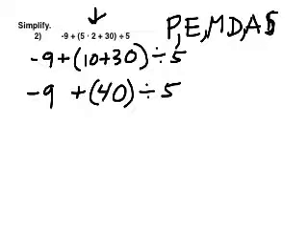Alright, now you have to decide which do we do first. Do we add it to the negative 9 or do we divide it by 5? Of course we divide it by 5 because that comes before addition or subtraction. So the answer to that is 8. Now we'll bring into the situation the negative 9, and negative 9 plus 8 is a negative 1.